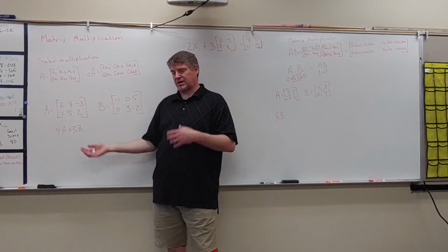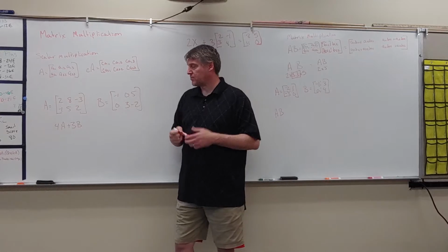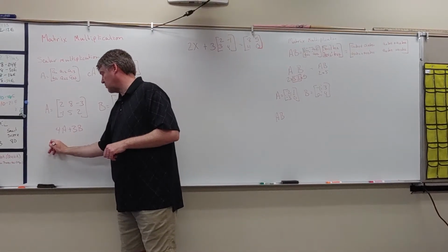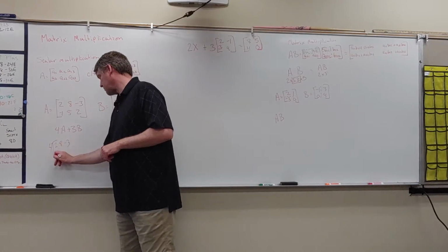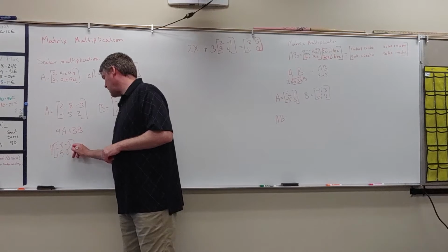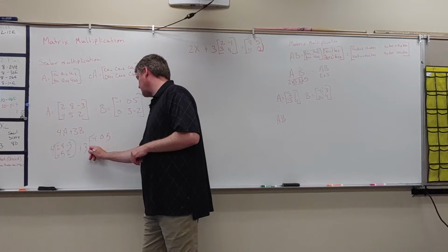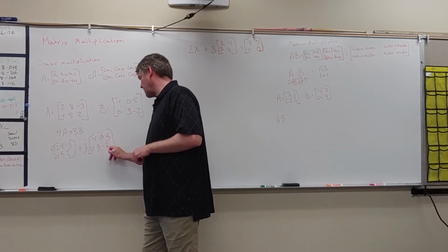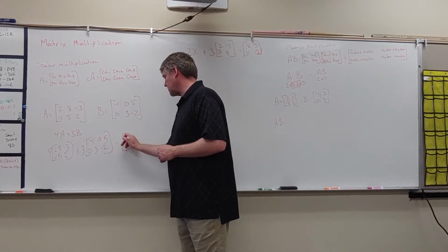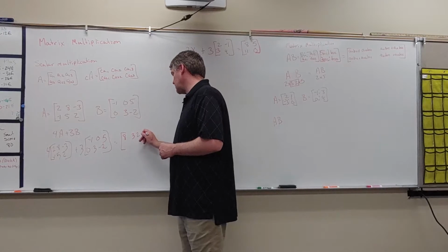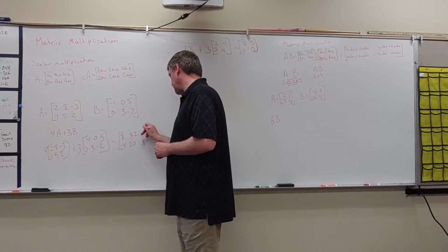Here we have a problem using what we learned last time. We have 4A plus 3B. The first thing I'm going to do is multiply matrix A by 4, and I'm going to multiply matrix B by 3. Matrix B is -1, 0, 5, 0, 3, -2. If I multiply by 4, I'm multiplying every single number in there by 4. That gives me 8, 32, -12, -4, 20, and 8.